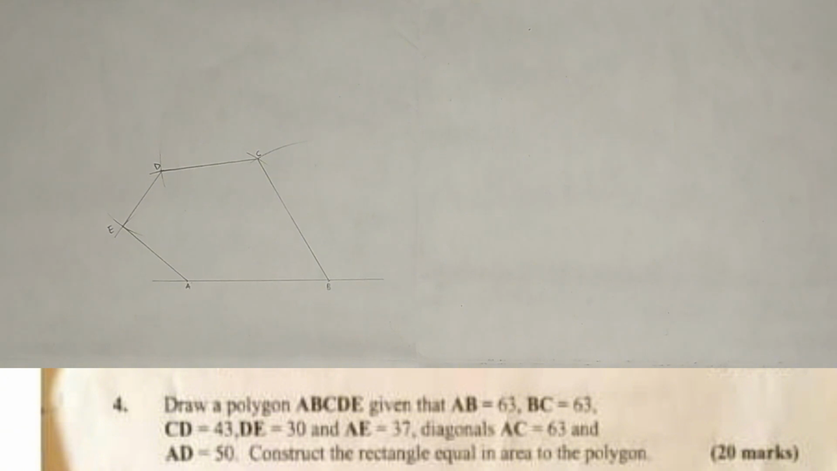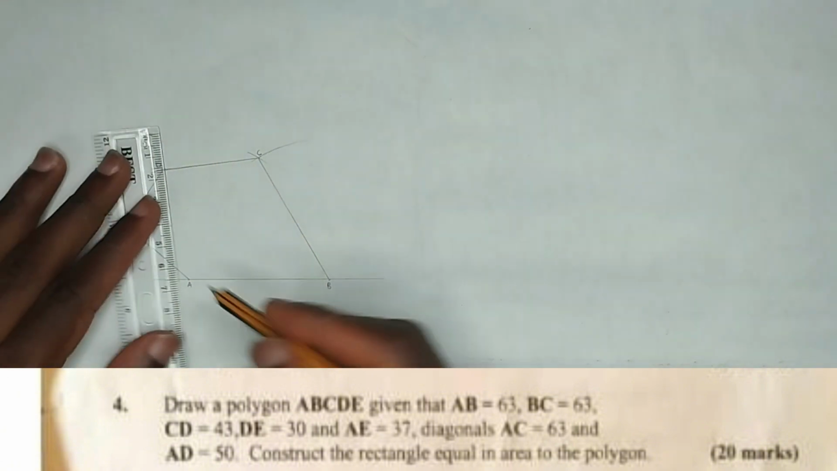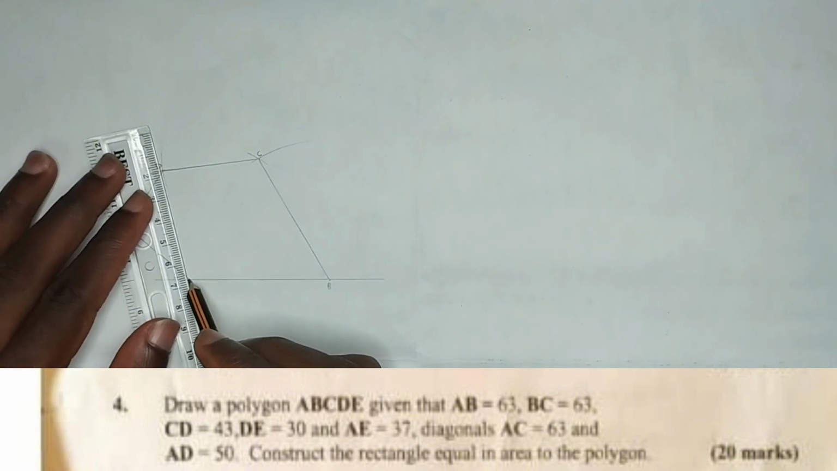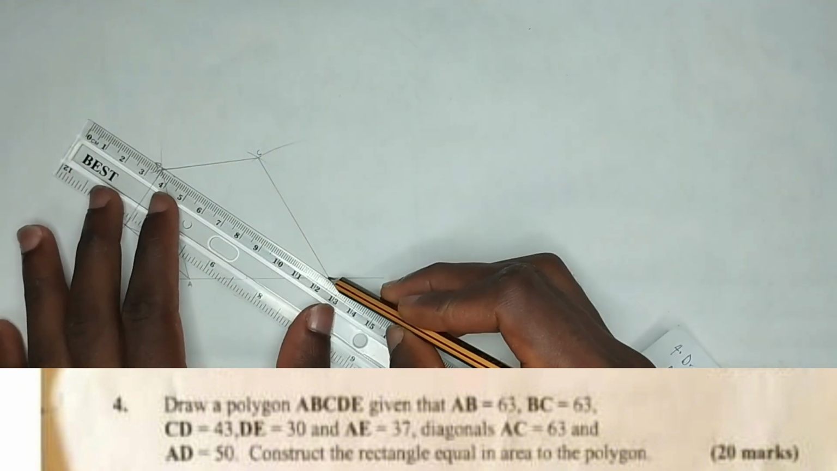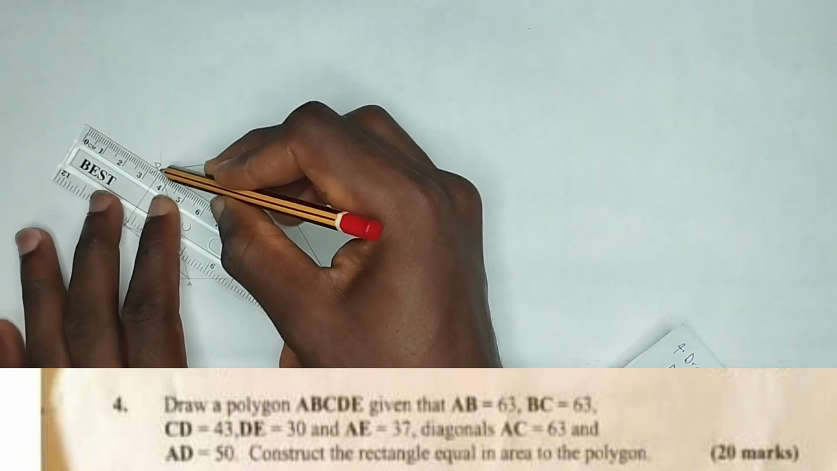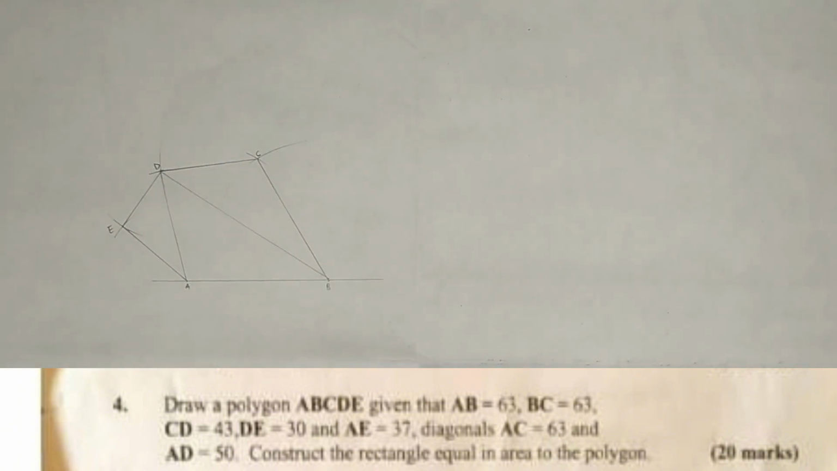So the next thing we are going to be doing is to connect diagonals from point D to A and from point D to B. So from point D to A, I'm going to draw this diagonal. Then from point B to D, I'm going to draw this diagonal. This is actually the part we are going to now. We are going to construct a rectangle, but before we can construct a rectangle which is equal in area, we have to first of all construct what? The triangle.